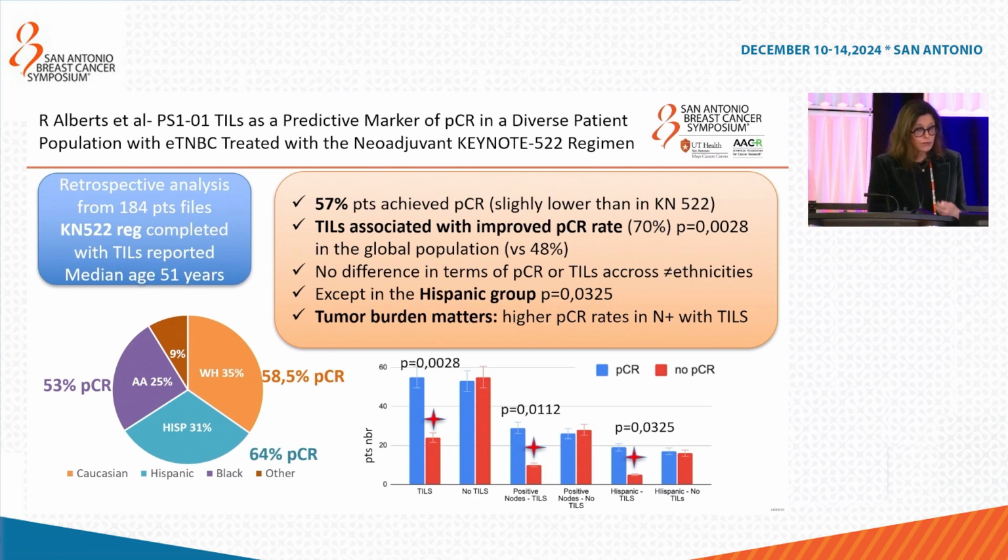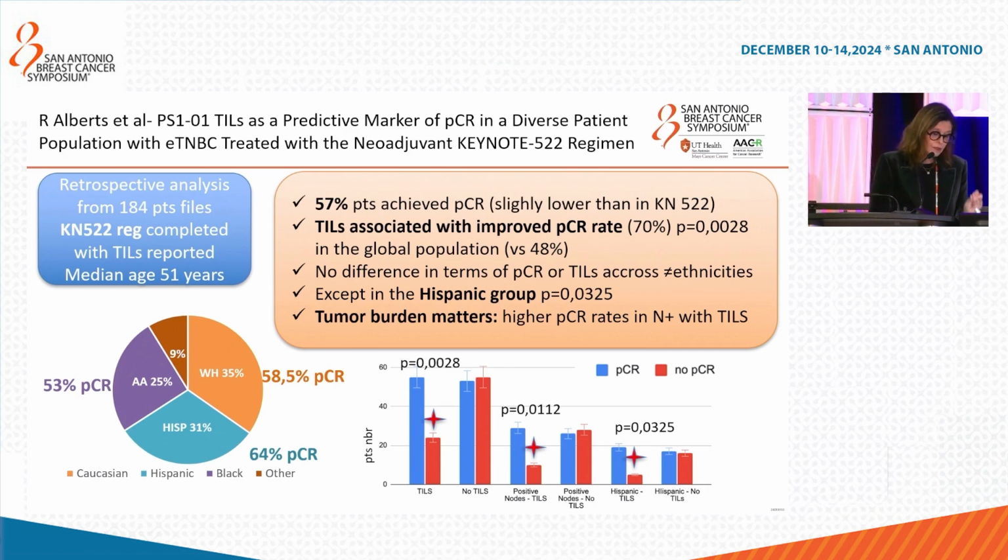You can see here that you have diverse pCR rates. I will go back to that on next slides, but 64% pCR in the Hispanic population. Altogether, 55% of the population achieved pCR. The TILs were clearly associated with an improved pCR rate of 70% in the global population versus 48% without. So the numbers you see here are not percentages on the scales, it's a number of patients. There was no difference in terms of pCR or TILs across different ethnicities. The only significant association was in the Hispanic population.